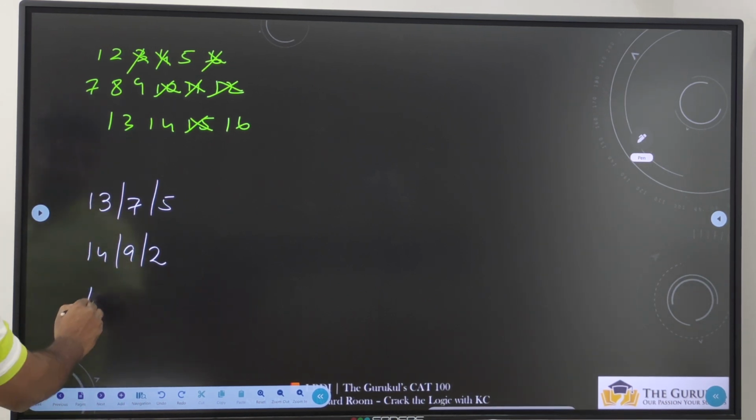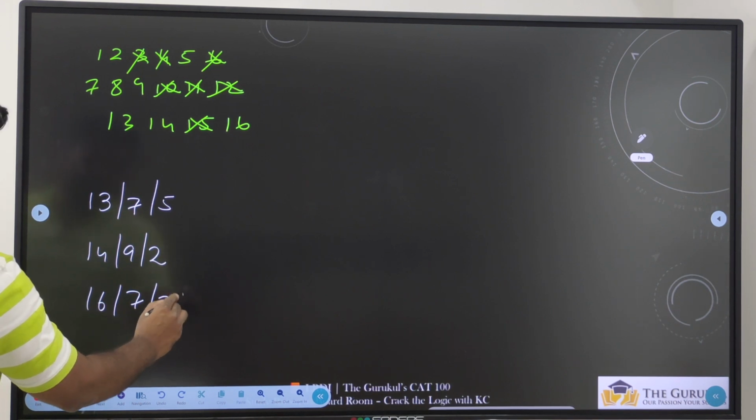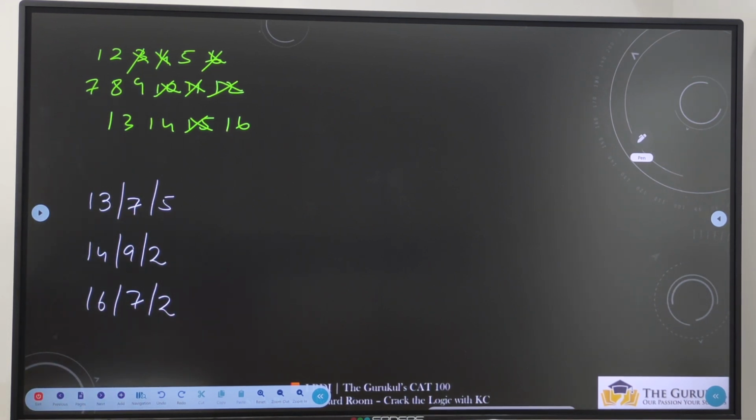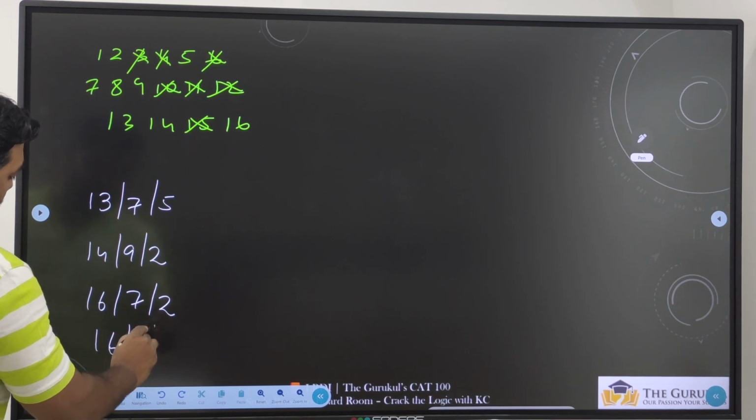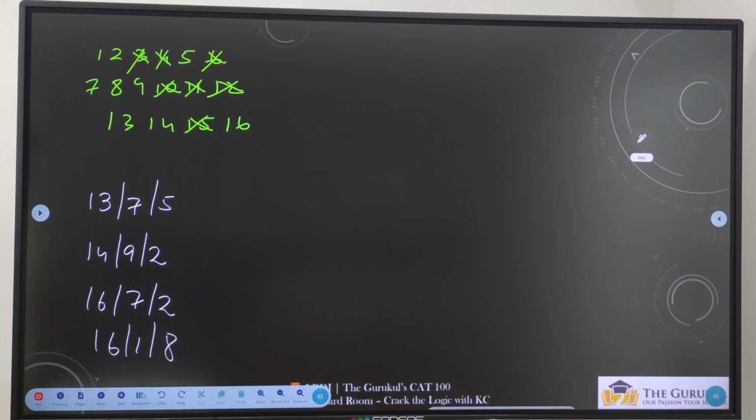16, 7 and 2. Very good. 16, 7 and 2. Next. 16, 1 and 8. These are the different possibilities.